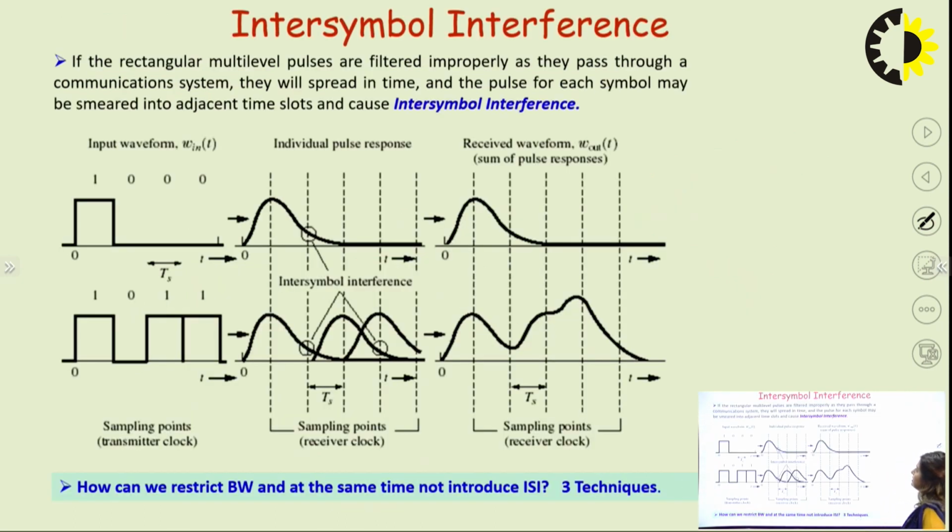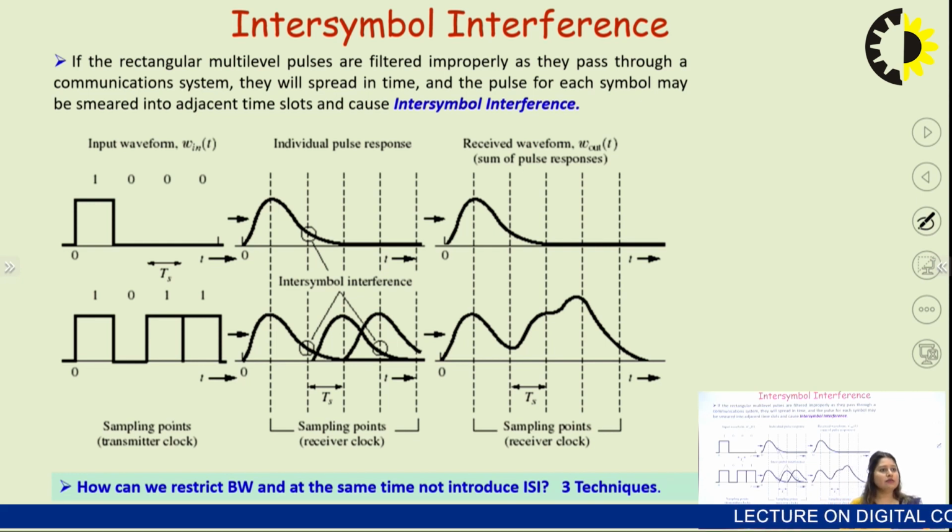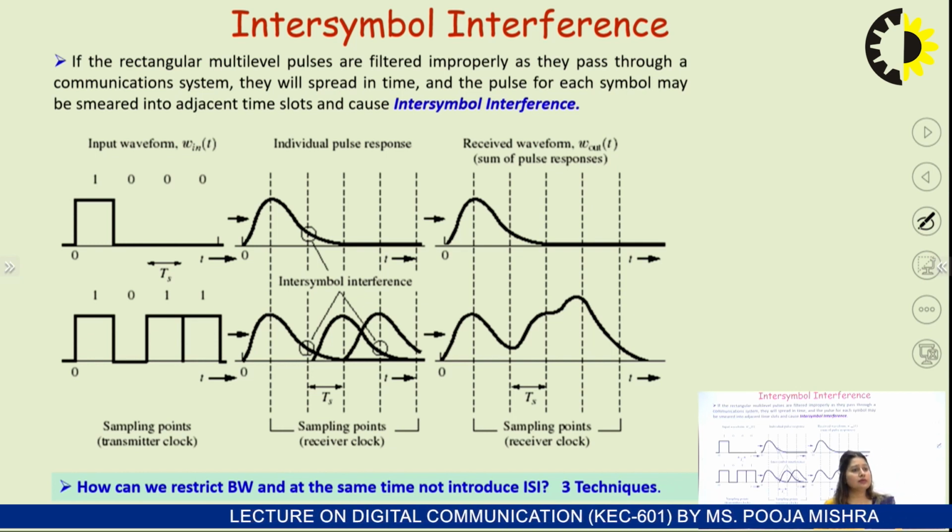Now we can see inter-symbol interference: if the rectangular multi-level pulses are filtered improperly as they pass through a communication system, they will spread in time. The pulses for each symbol may be smeared into adjacent time slots and cause inter-symbol interference. We have already learned in the sampling theorem that Fs is greater than twice Fm, and if Fs is less than twice Fm, then there will be overlapping of the pulses. In that case we have a condition like aliasing. For avoiding aliasing, we can use pre-alias filters. So, here also there is a requirement of a filter.